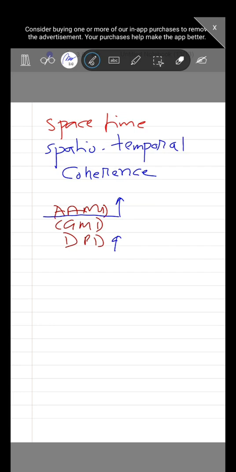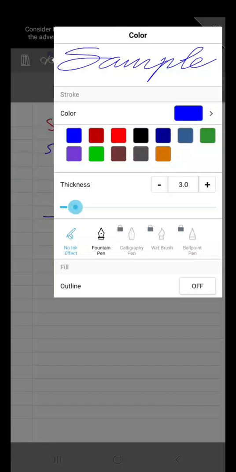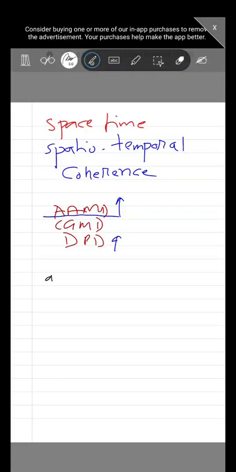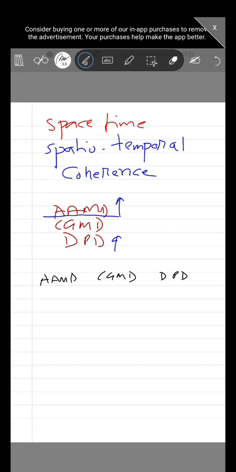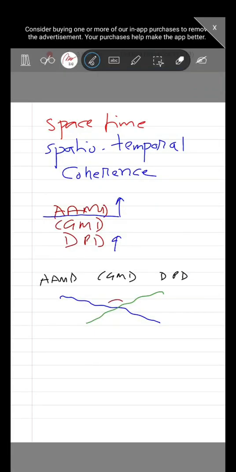So if we plot all the techniques, AMD, then CGMD, then DPD, versus accuracy and temporal and spatial coherence, the accuracy will be maximum here and it will go down, whereas in the case of spatial temporal coherence, it will be maximum here and go down here. So this is where the balance has to be maintained.